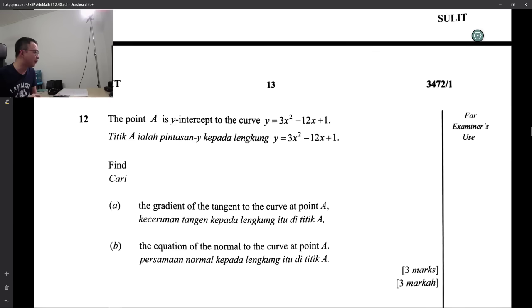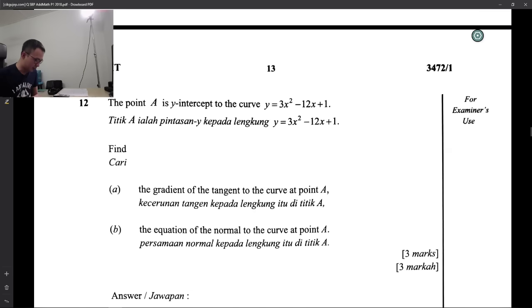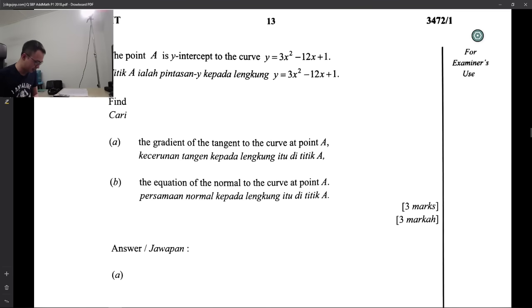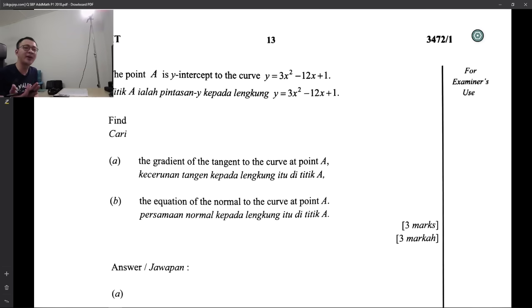Alright, let me move on to the next question. The point A is the y-intercept of the curve. Find the gradient of the tangent to the curve at point A. Alright, so do I have the point A? Oh, point A is a y-intercept. Y-intercept is very easy to find.